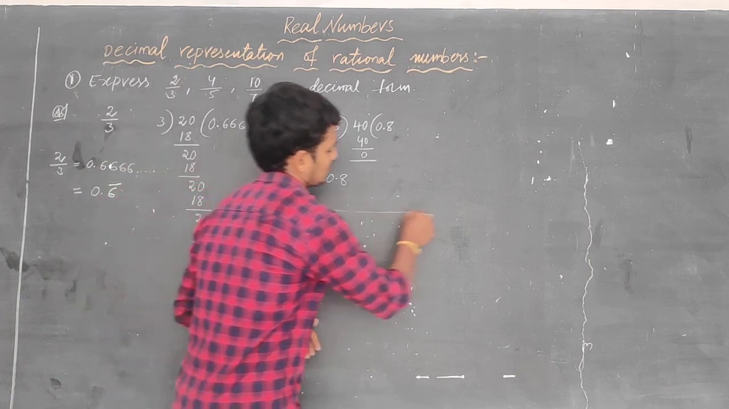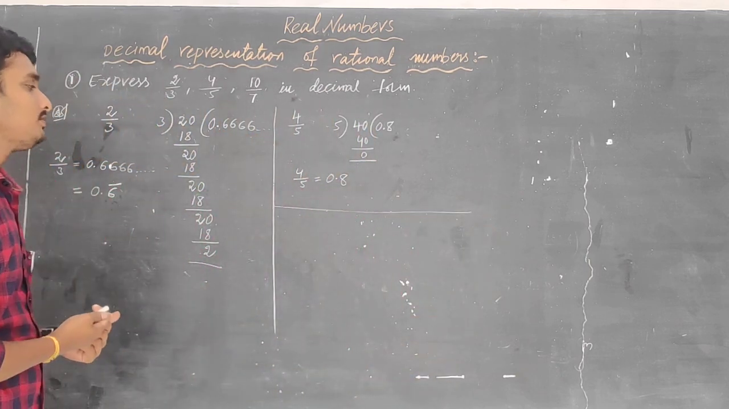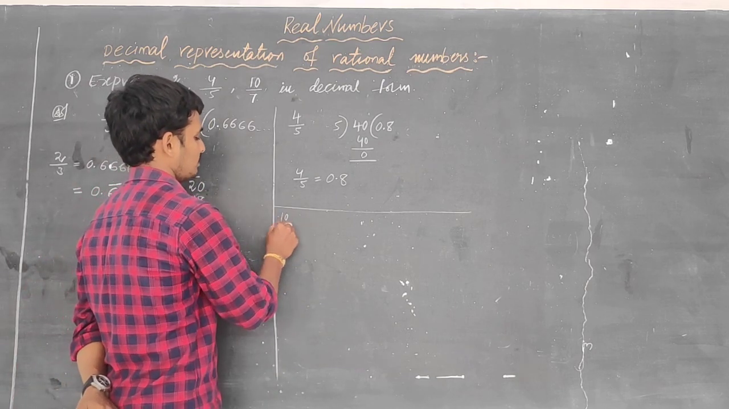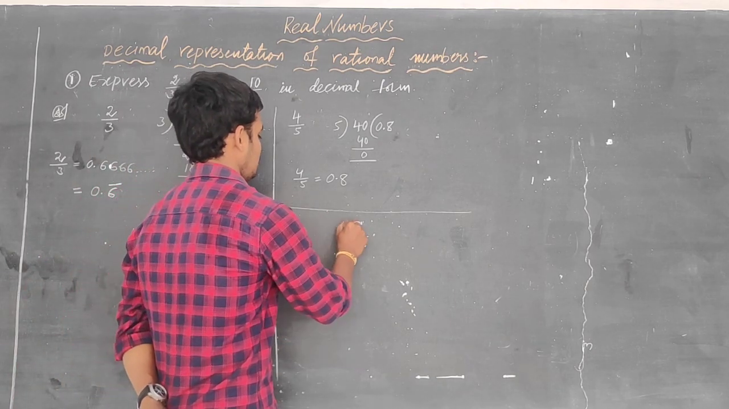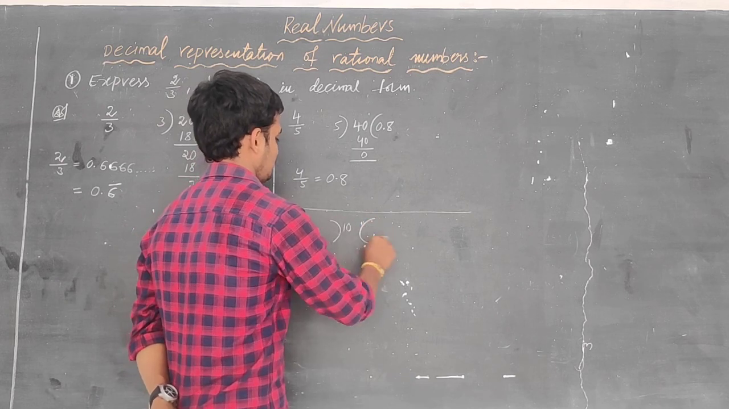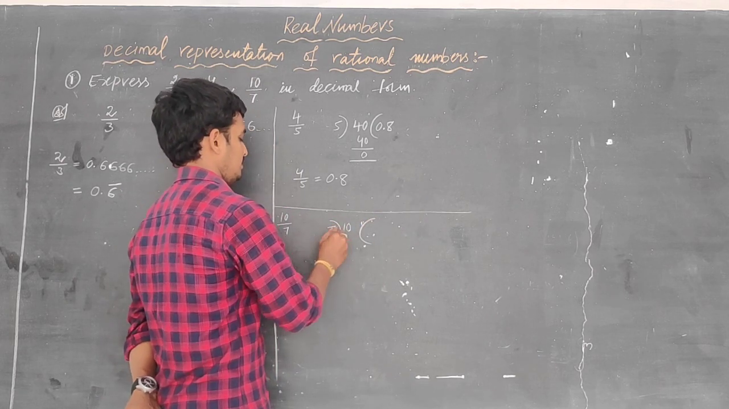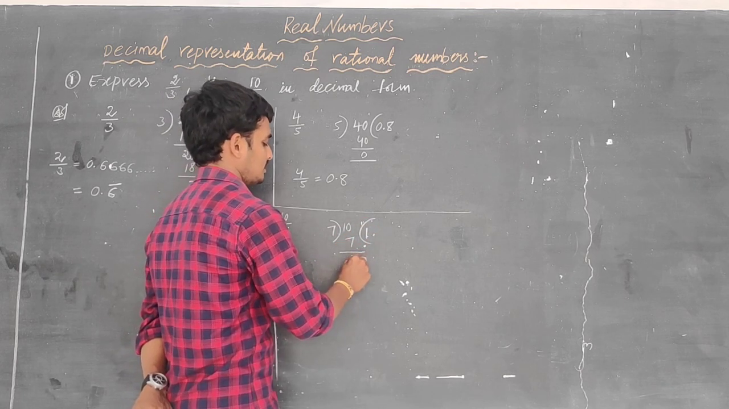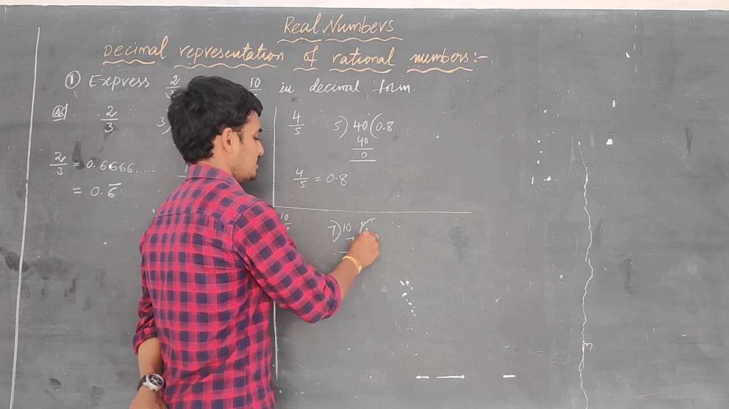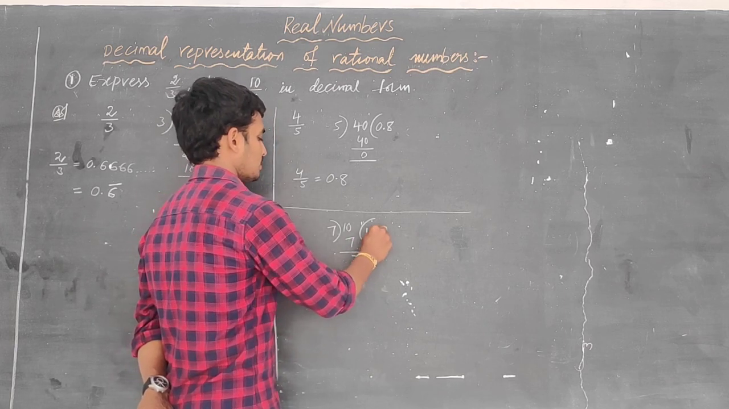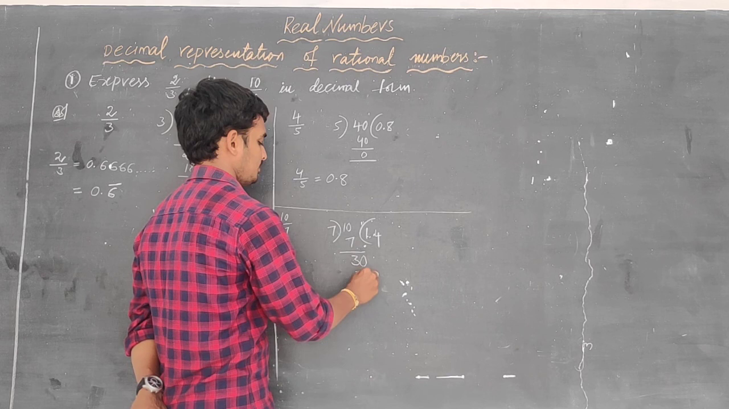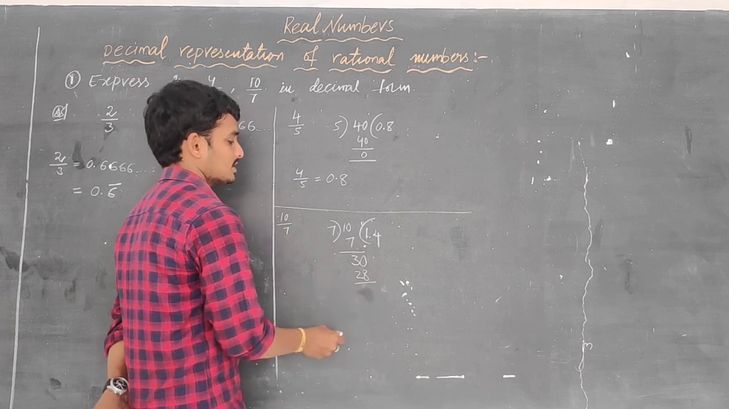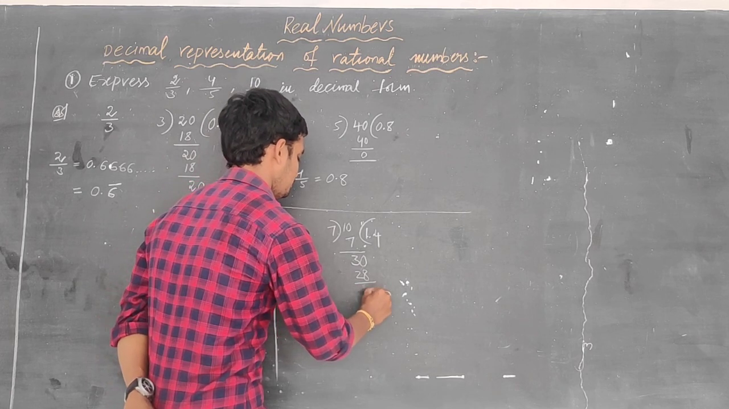Now the third question, 10/7. We can divide 10 by 7. 1 times 7 is 7. The remainder is 3. So we keep the decimal point, and we get 30. 4 times 7 is 28. If we subtract 30 minus 28, we get remainder 2.